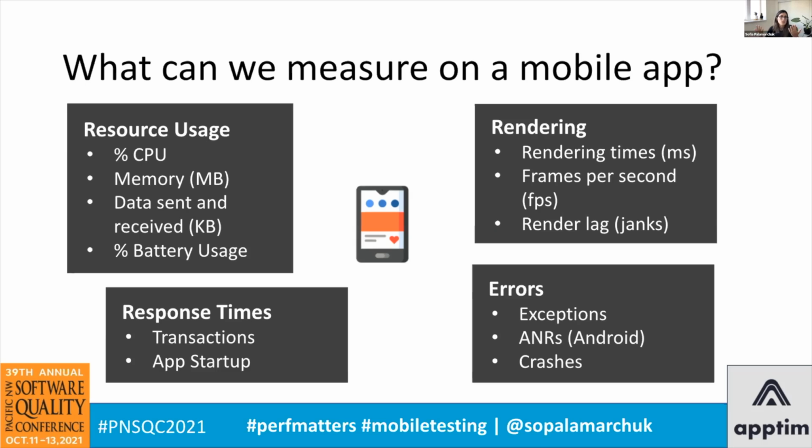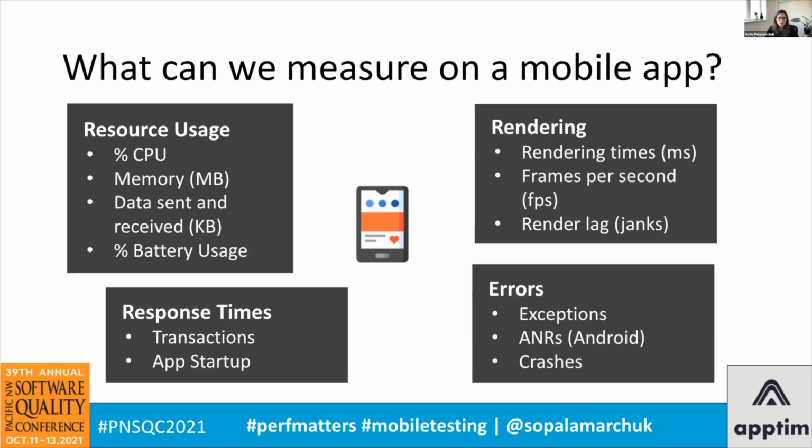So we can measure things like the percentage of CPU usage, how much memory the app is using, how much data is being sent and received by the app, and how much battery it is using. You don't want to drain the battery too fast, or the user is going to get very angry. And here we have more things like storage and other metrics that we can add to this list to make sure that we're doing a conscious usage of these shared resources.